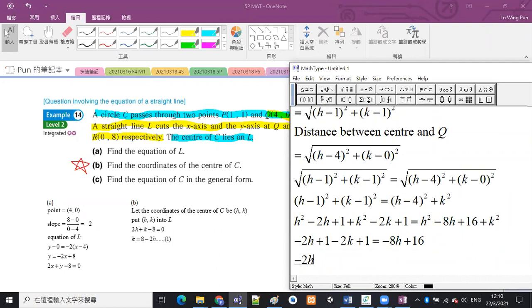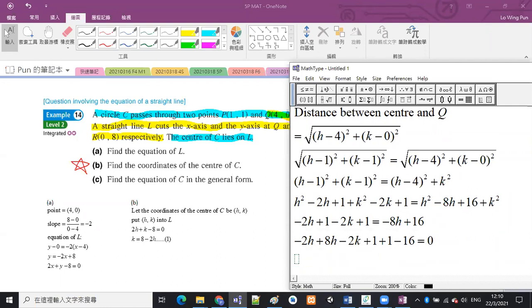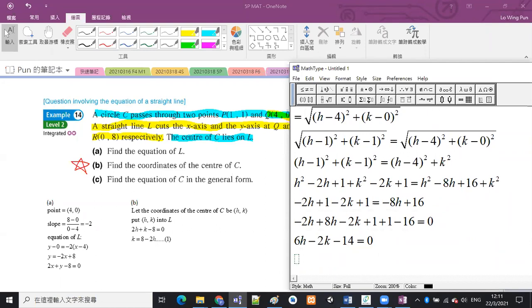Okay, so negative 2h plus 8h. And then we have negative 2k plus 1 minus 16 equals 0. And then calculate the like terms. So 6h minus 2k plus 2 minus 16, that is minus 14 equals 0. I found that all the numbers are even numbers. So I divide all the numbers by 2 and call this equation 2.